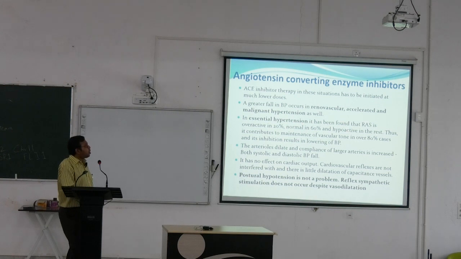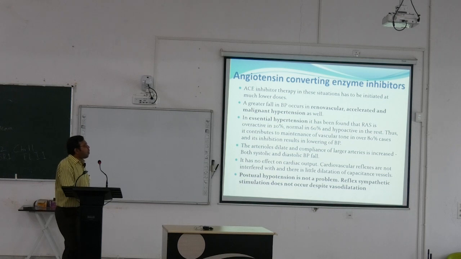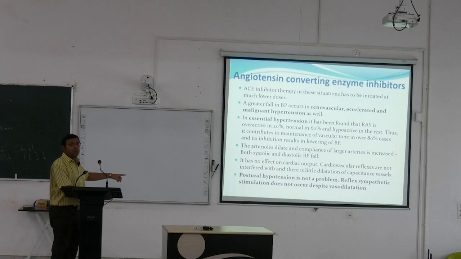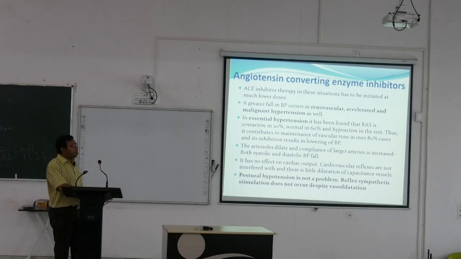In essential hypertension, it has been seen that the RAS is overactive in 20%, normal in 60% and hypoactive in the rest. So 60 plus 20, 80%. In essential hypertension, if we are giving these drugs, ultimately that helps in decreasing the blood pressure in 80% of the population. The arterioles dilate. Basically they are counteracting the actions of angiotensin 2, which are all vasoconstriction. They are opposing the vasoconstriction with dilatation. So the arterioles dilate, compliance of the larger arteries is increased, and systolic and diastolic blood pressure falls.